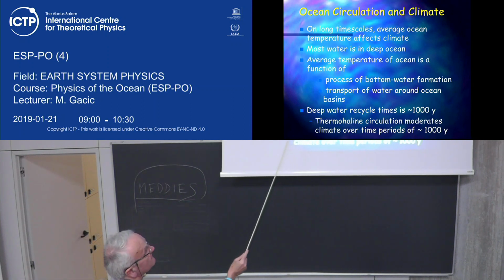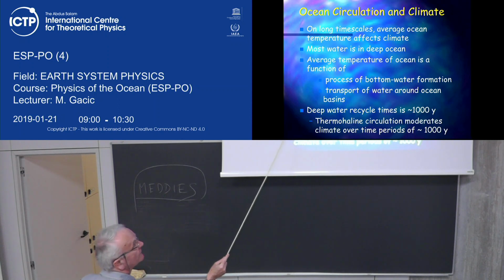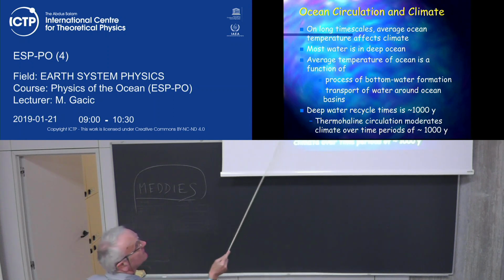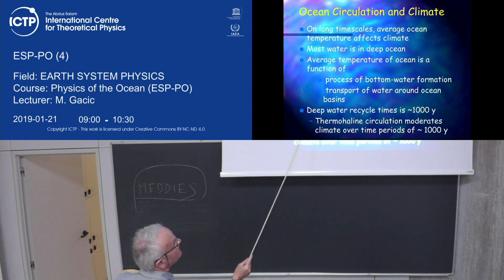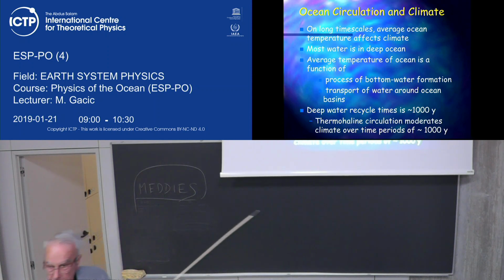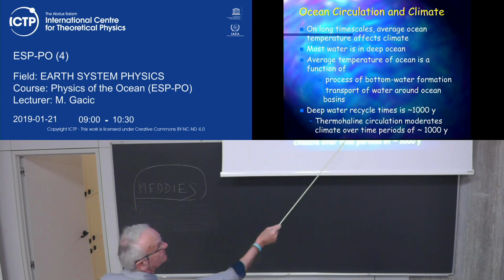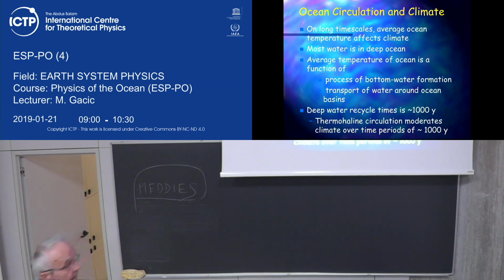The average temperature of the ocean is a function of both water formation and transport of water around the ocean basin, because most water is in the deep ocean, and the average temperature of the ocean depends on this major volume of water present in the deep part of the ocean, whose temperature depends on the process of bottom water formation and on transport of water around the basin. Okay, so these two processes are determining the temperature of the world ocean, determining the major part of its volume.